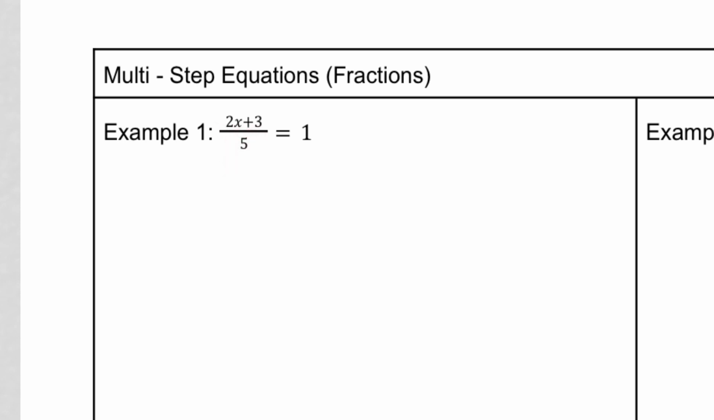So I'm going to multiply the left side by 5, and I'm going to do the same exact thing on the right side. When I do that on the left side, all it does is cancel out the fraction and leaves me with whatever was on top. So 2x plus 3, and it's equal to 1 times 5, which gives me 5. Now this looks like a problem that we just did on the other side, so I'm going to start solving.